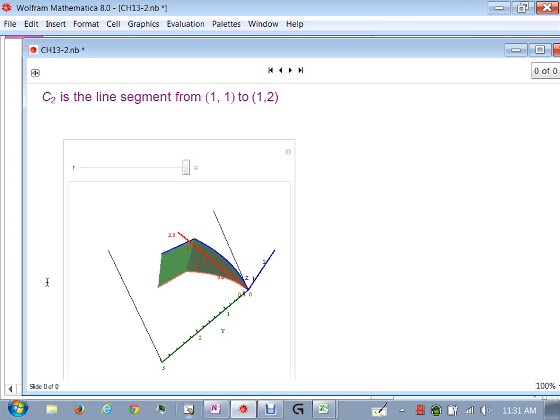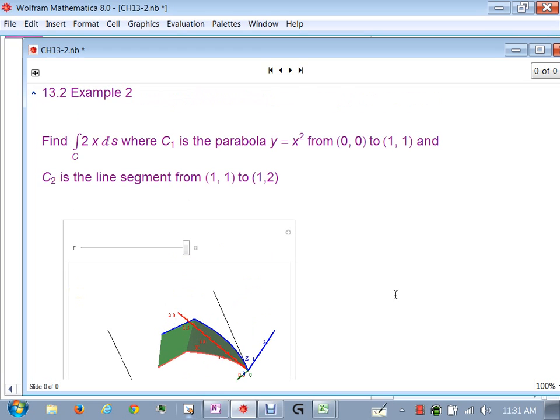Now that's important because if someone asked you to integrate this function over those two pieces, the parametric representations for these two things are different, right? You couldn't use the same parametric representation for each of those curves. So you would need to split it. That theorem allows us to do it. So let's do this example. Find the line integral over the curve C of 2x with respect to arc length, where C1 is the parabola y equals x squared from (0, 0) to (1, 1), and C2 is the line segment from (1, 1) to (1, 2).